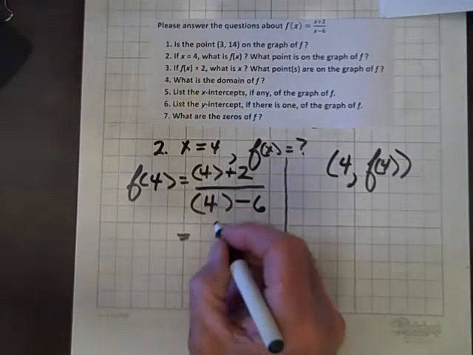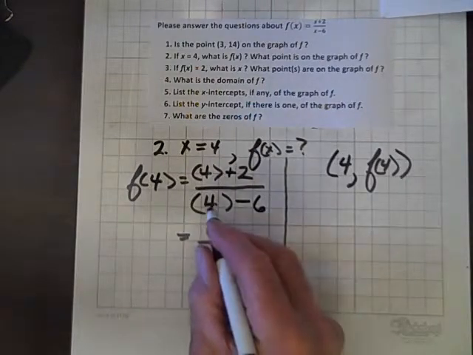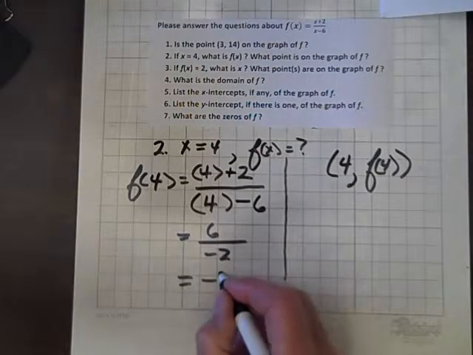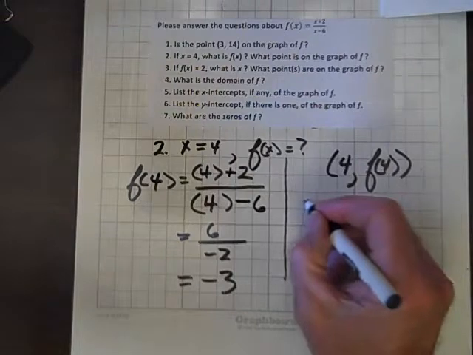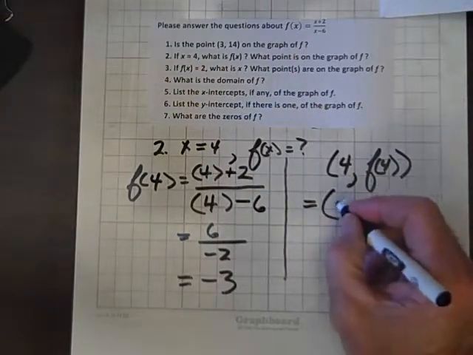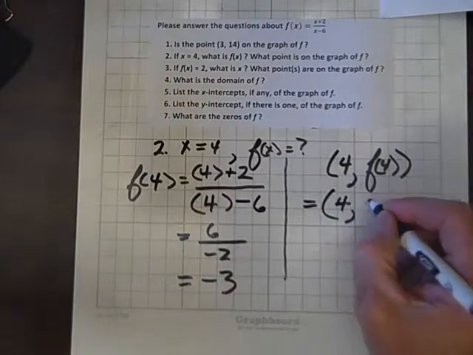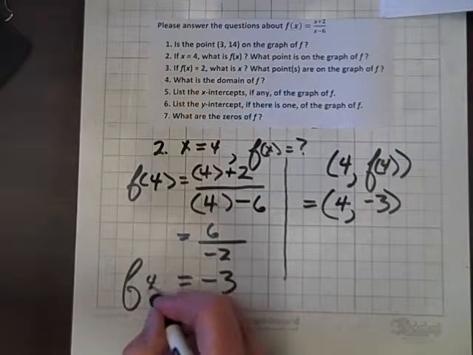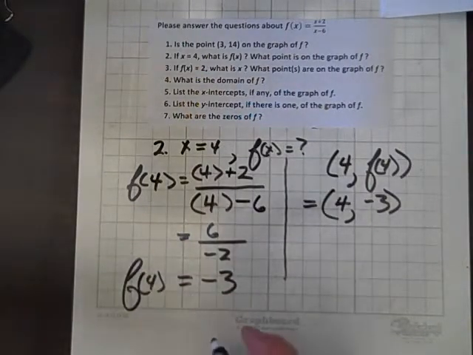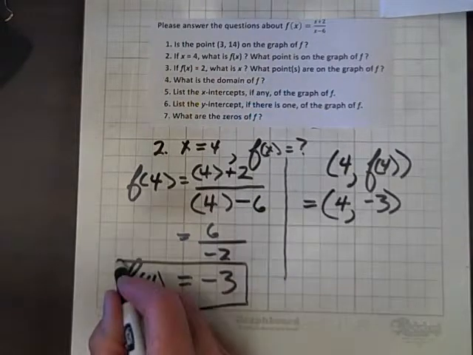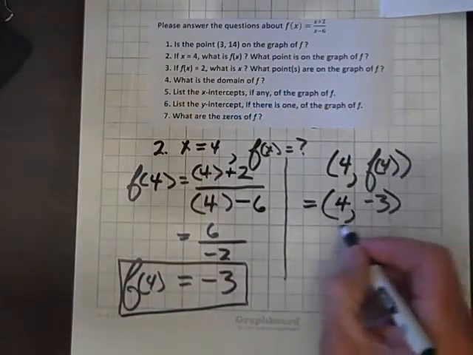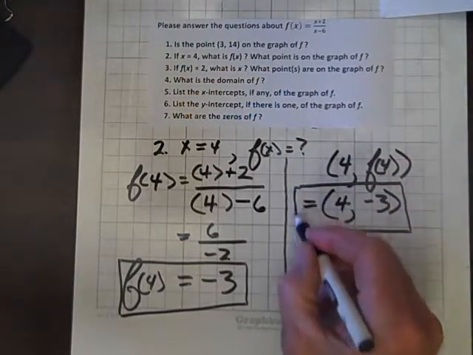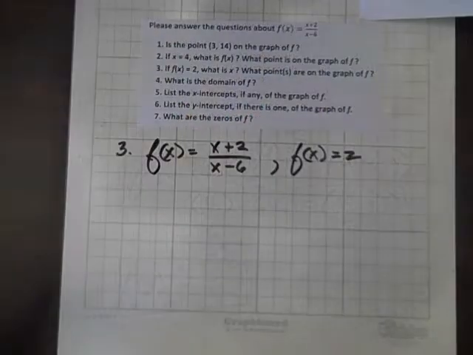And so we get 4 plus 2 is 6, and 4 minus 6 is negative 2, which reduces to negative 3. So now our ordered pair is (4, negative 3). So f of 4 equals negative 3. That issue has been resolved. The corresponding point is (4, negative 3).